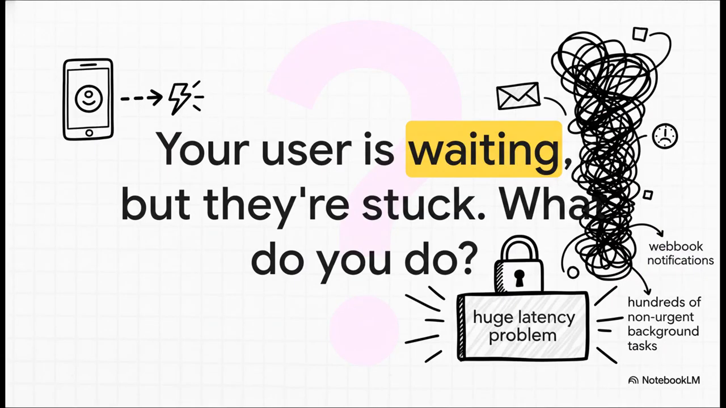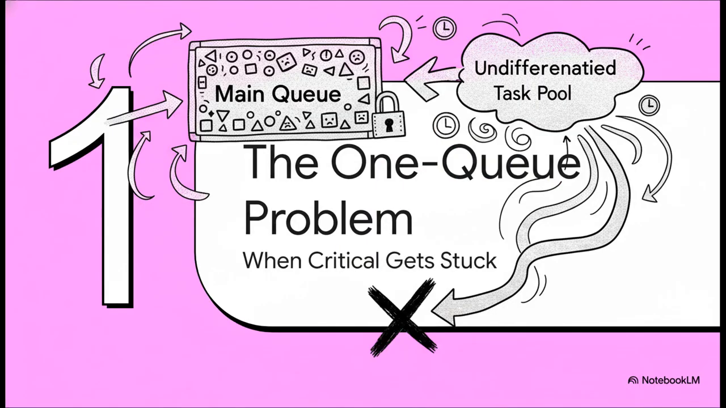Okay, so imagine this scenario, right? Your app is really starting to take off, users are flocking to it, but then a user does something that needs a fast response, and they're just stuck. They're waiting. And why? Because they're stuck in line behind 100 background jobs that aren't even urgent. This is a huge, huge latency problem. So what's really going on here?